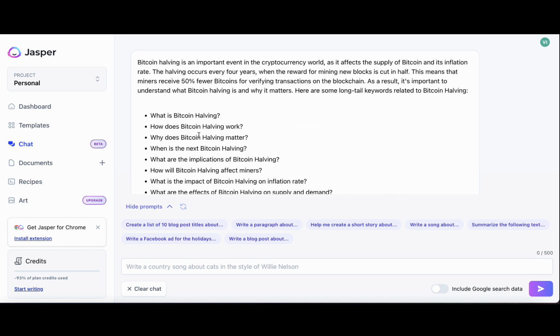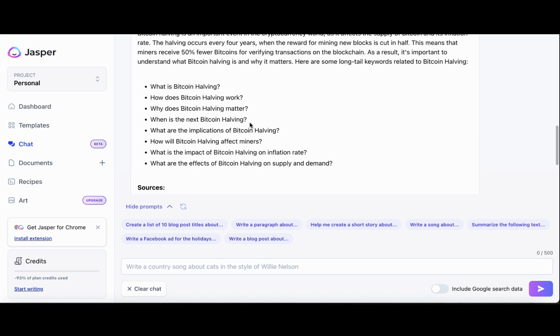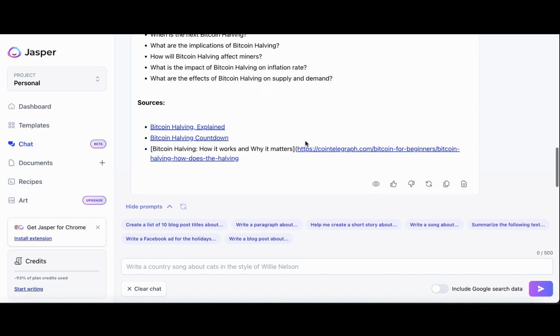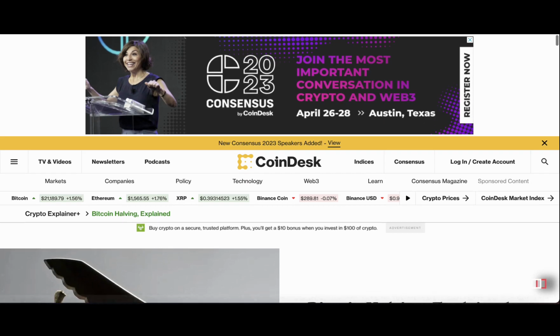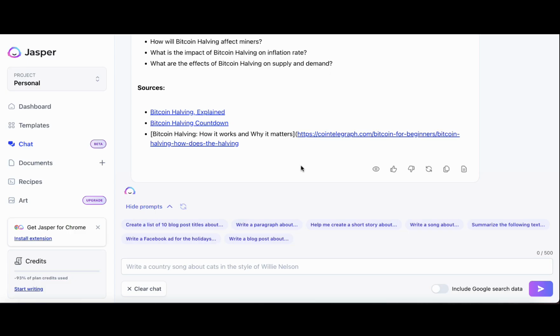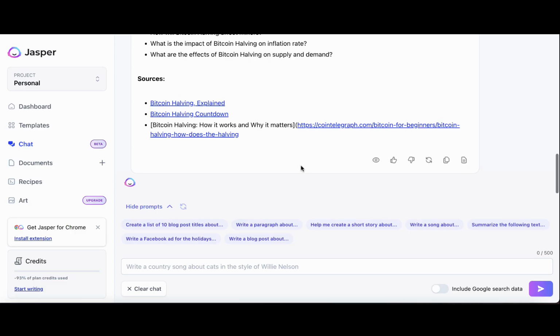What is Bitcoin halving? How does Bitcoin halving work? When is the next Bitcoin halving? What are the implications of Bitcoin halving? What's the impact? What are the effects? And you get your sources as well. And sometimes it messes up the sources, meaning that out of the three links, one worked, the other two didn't, meaning that this is still better. But it wasn't announced officially yet, I don't think.